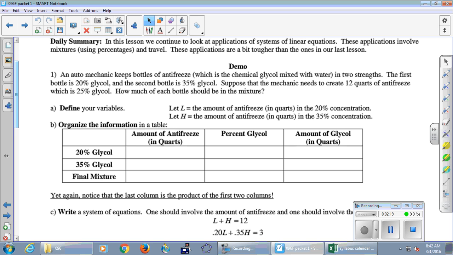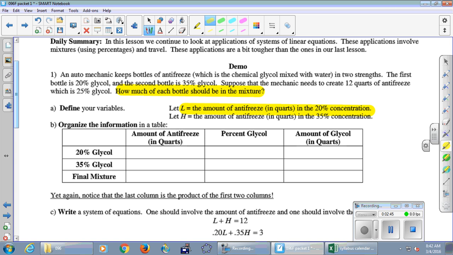So first of all, I'm hoping we buy that that's possible because the 25 happens to live between 20 and 35, right? So it's just going to be a matter of mixing these two things in exactly the right ratio, and we'll be able to build our 12 quarts that has that 25% glycol. How much of each bottle should be in the mixture? Again, if you look carefully, the question itself tells you what the variables should represent. So how much of each bottle?